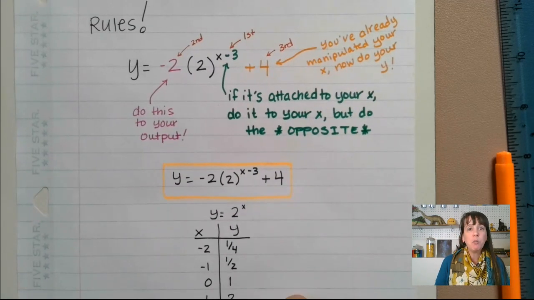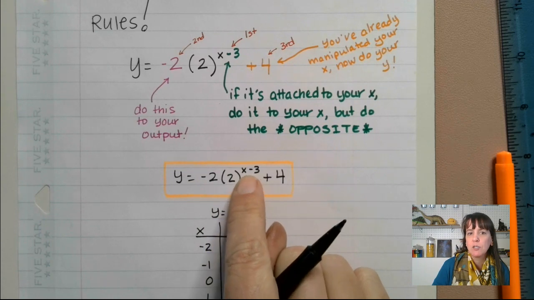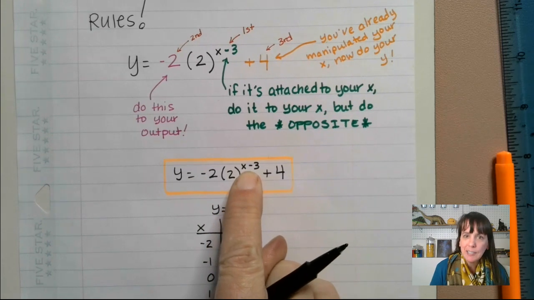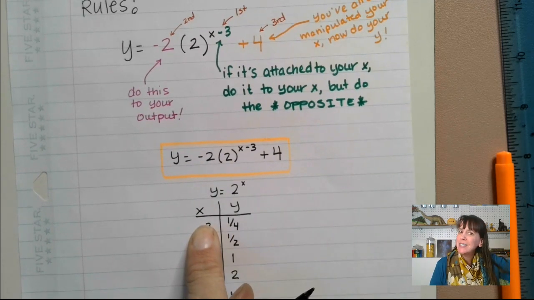Now, what is important here is the order. The next thing you want to do when you're dealing with your base graph is look at your x. Whatever's going on to your x, you're going to do it to your x, but twist, you're going to do the opposite.